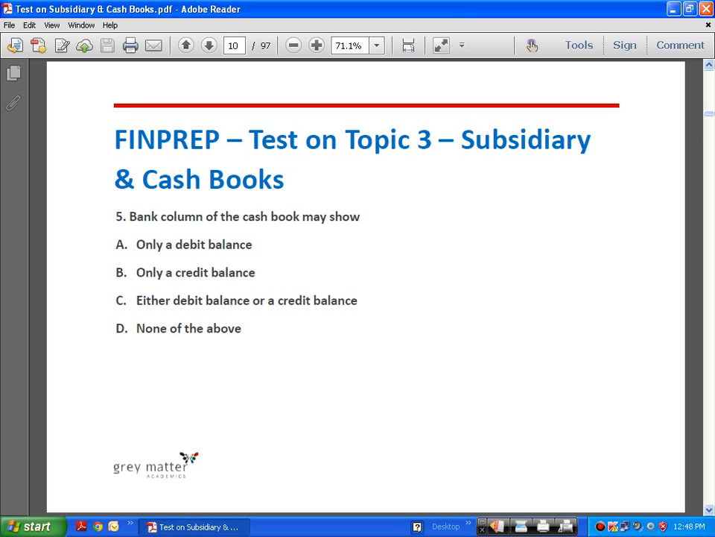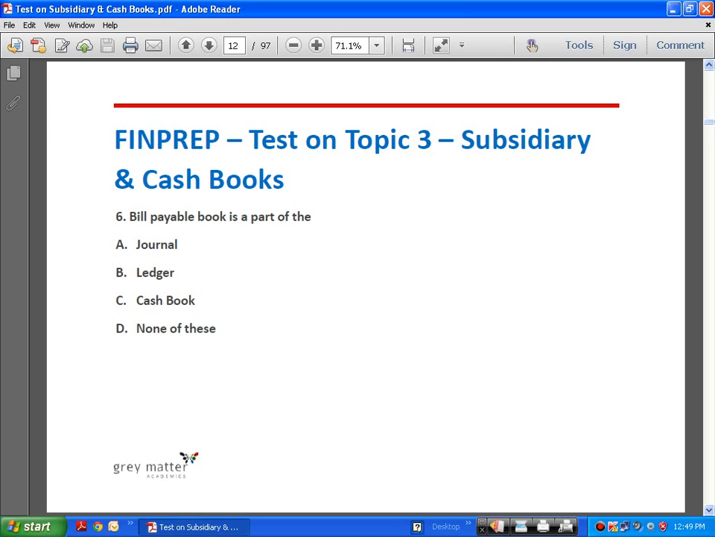If the bank has given an overdraft facility to the business, then it is possible that the bank column of the cash book shows a credit balance or an overdrawn balance. So answer is C. So the balance can be either a debit balance or a credit balance.